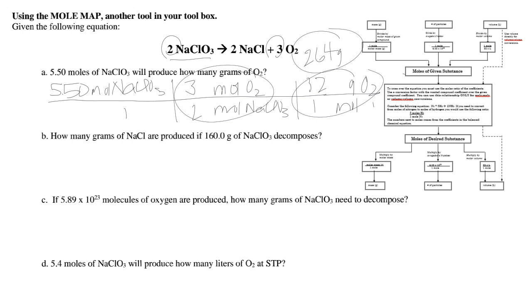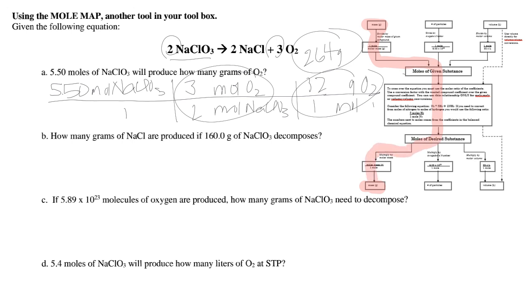Okay, next example: how many grams of NaCl are produced from 160 grams NaClO3? Well, mole isn't mentioned, so we're going to need 3 conversions. We are starting at grams, and we want to get to grams, so we're basically going to follow this path right here.